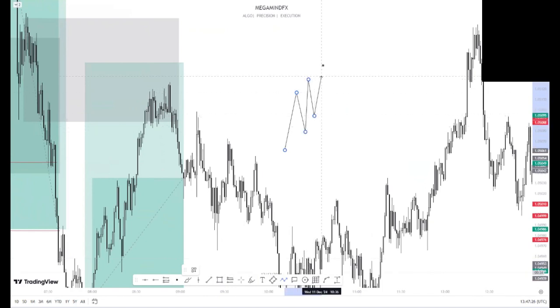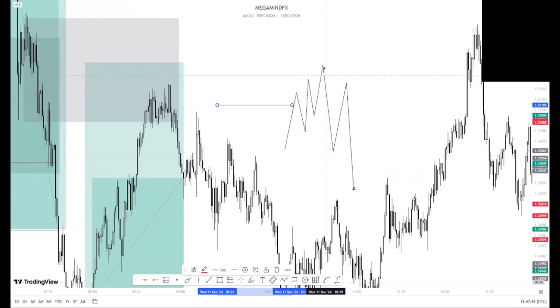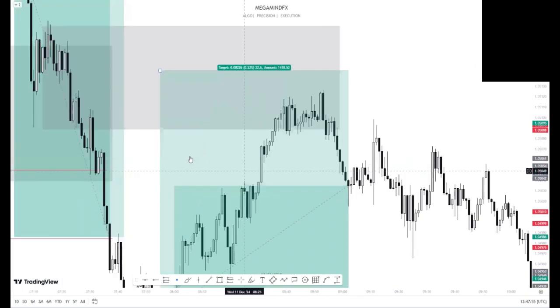You see that now? 1, 2. I call it triple inducement because sometimes you have an H1 structure here. So this is the first inducement, second inducement, then third inducement. You understand that? Cool. So this is what you're looking for to sell from this area. After the mitigation, we had this reaction first.